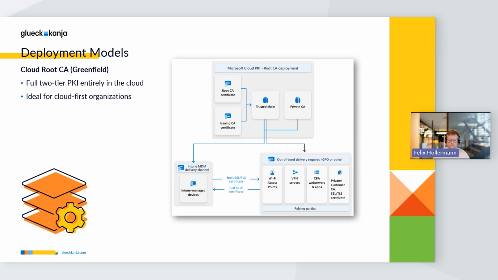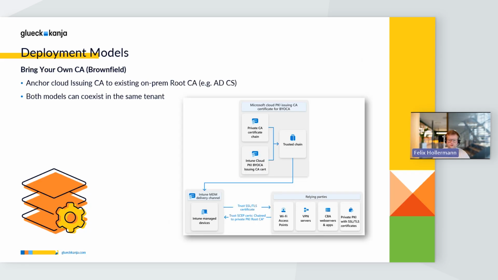On the right side, this is the part where you have to do something manually. Your network services like Wi-Fi access points, VPN servers, web apps, they need to trust the Cloud PKI certificates too. But since they are not managed by Intune, you have to do some manual work. But in most cases, it's just a group policy object, so it's not that much work. The main point is that for your Intune devices, everything is fully automatic, and the only thing you need to take care of is your network infrastructure. And here you can use, in the best case, GPOs.